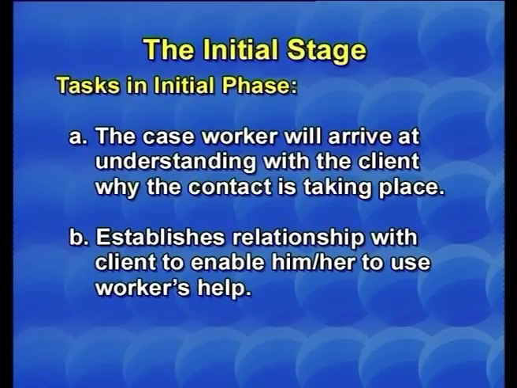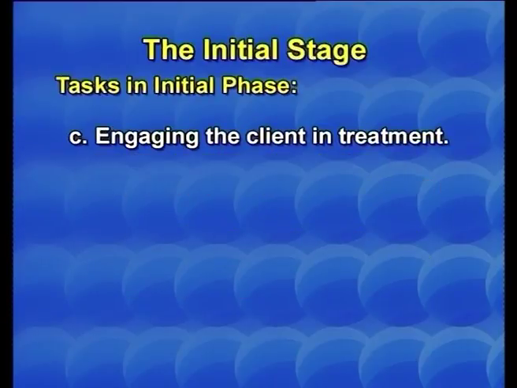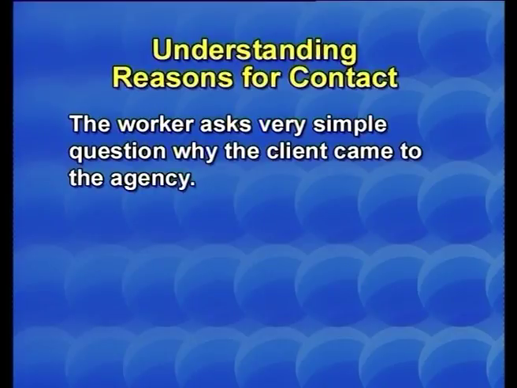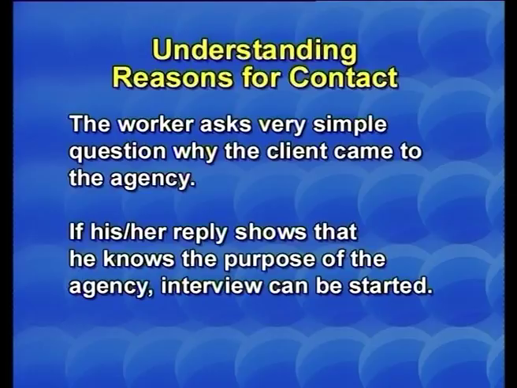Establishes relationship with the client to enable him or her to use the worker's help, engaging the client in effective treatment. Beginning the treatment itself: gathering information needed for the psychosocial diagnosis and for guidance of treatment. Understanding reasons for contact, the worker asks a very simple question: why did the client come to the agency? If his or her reply shows that he knows the purpose of the agency, the interview can be started. If his reply is ambiguous, the worker explains the agency service.